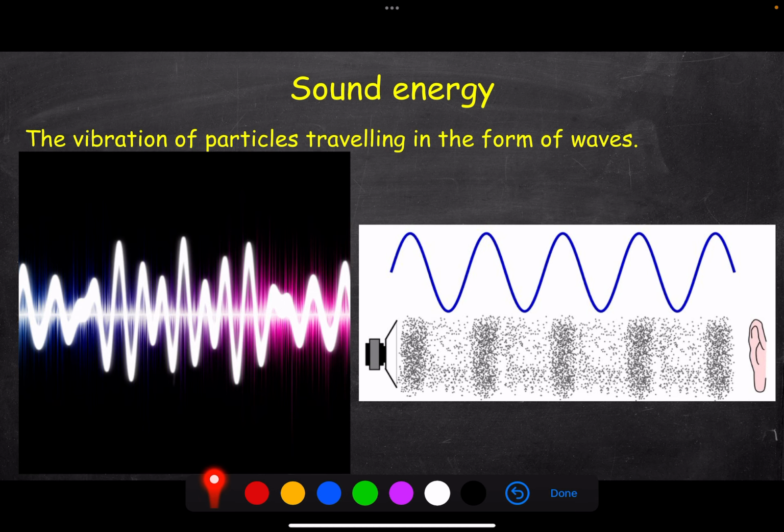Right, so sound energy. Sound energy is the vibration of particles traveling in the form of waves. So you'll notice that there's a wave pattern here, and that's what sound energy would look like. It looks like this when it is recorded, right?